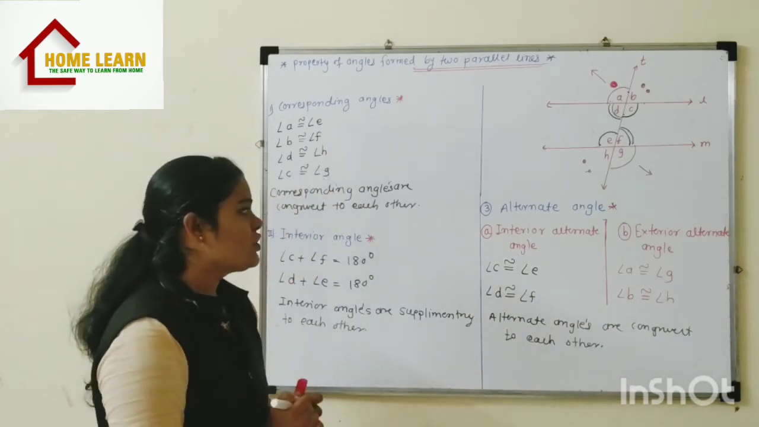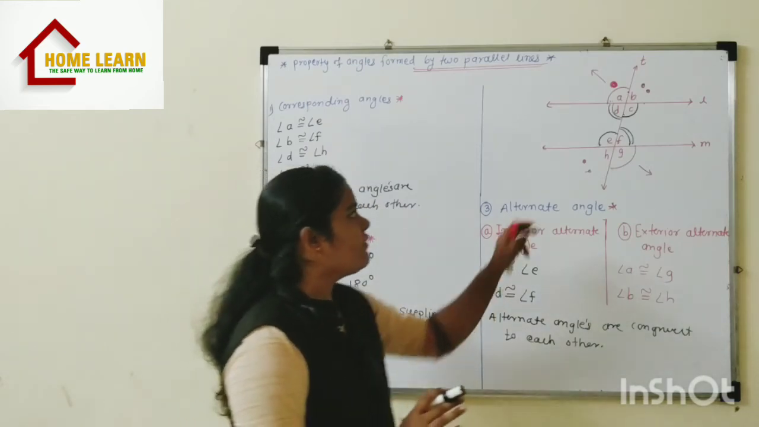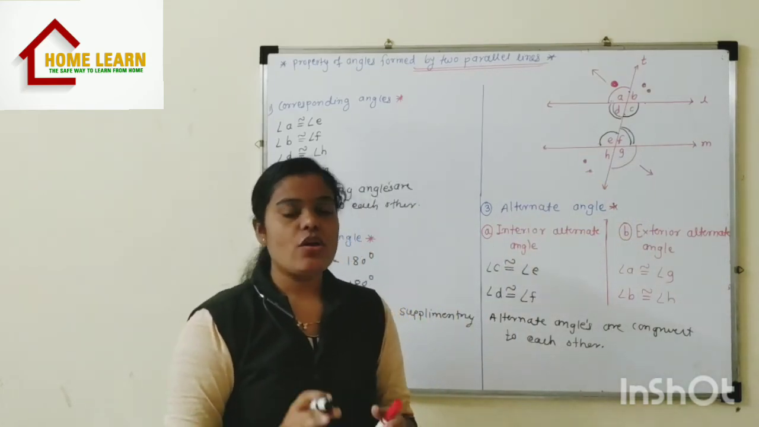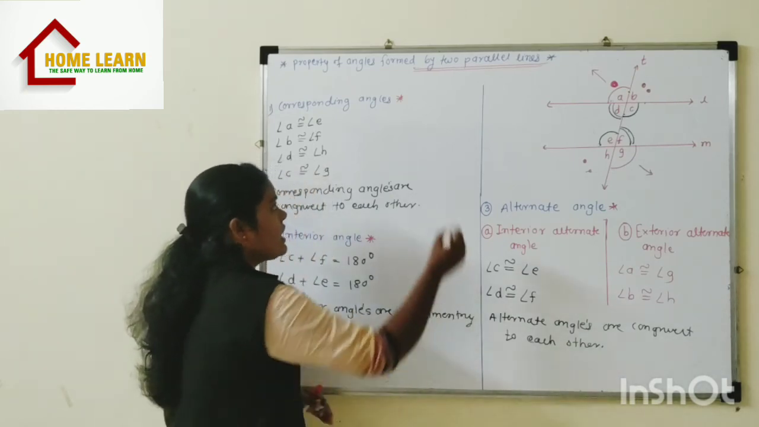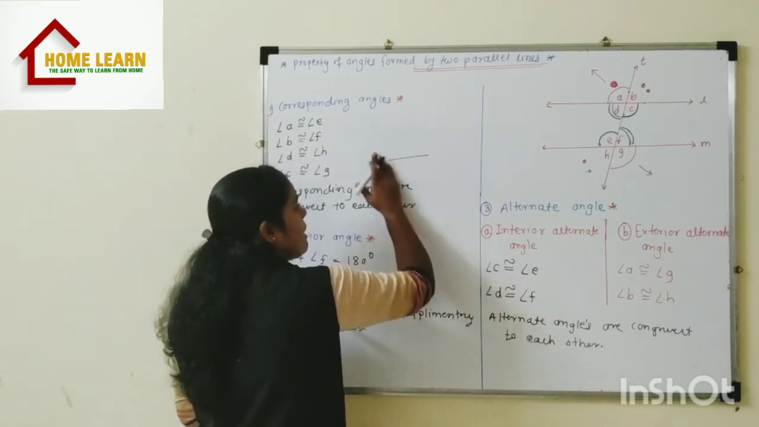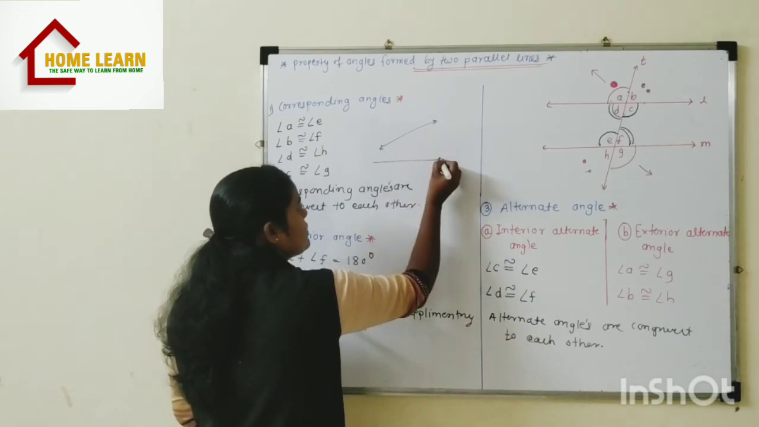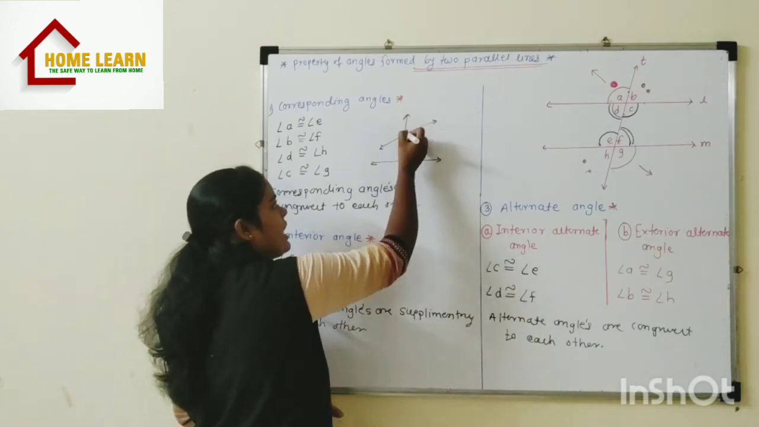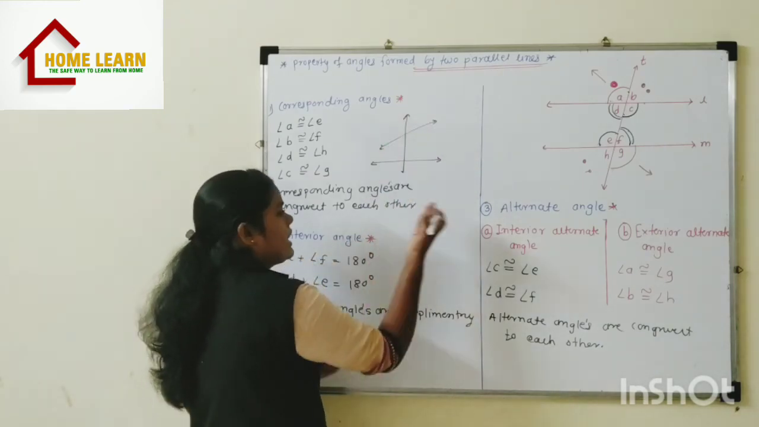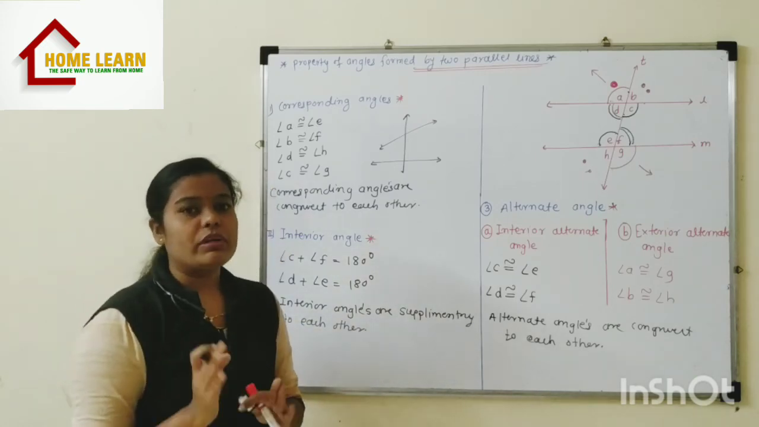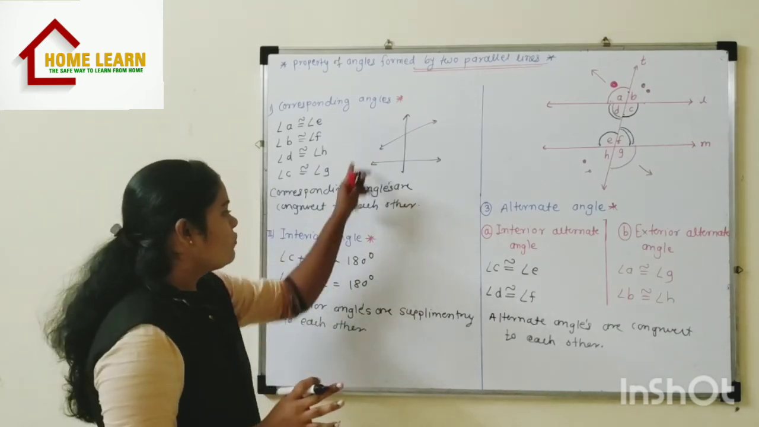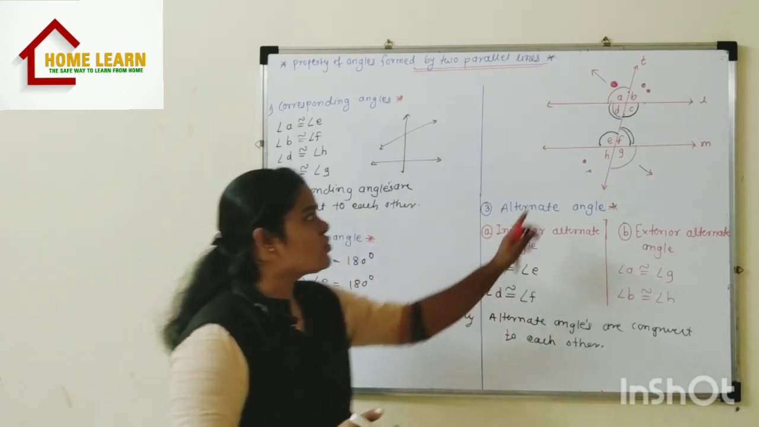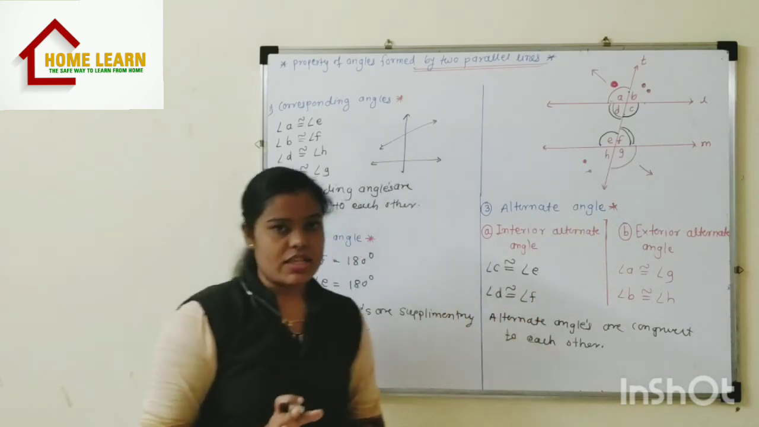These properties are shown by pairs of angles only when the two lines are parallel and one is their transversal line. For any two lines that are not parallel to each other, suppose this is one line and this is another line, the pairs of angles are formed, that is corresponding angles, interior angles, and alternate angles, but they do not show the property which we show here. This property is only shown by two parallel lines and their transversal line.